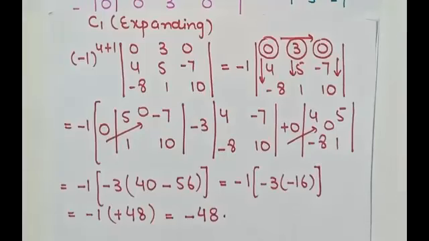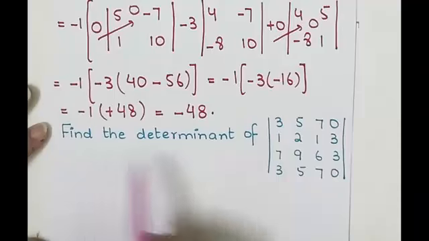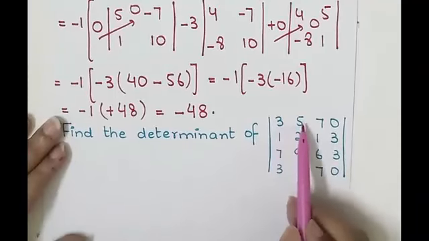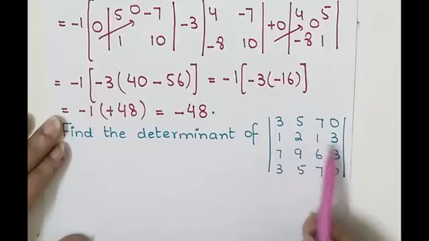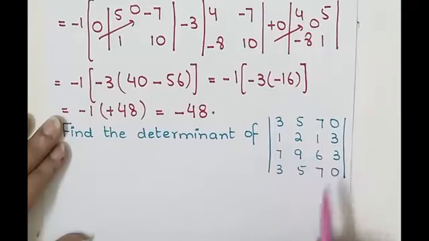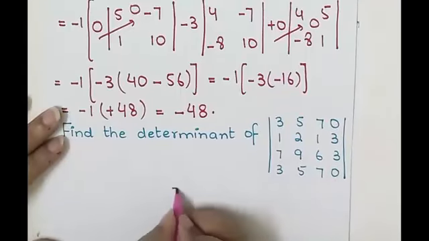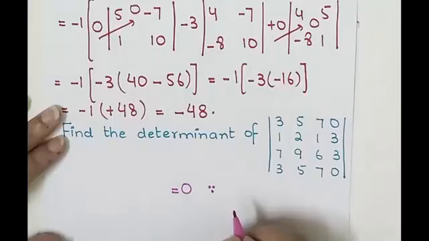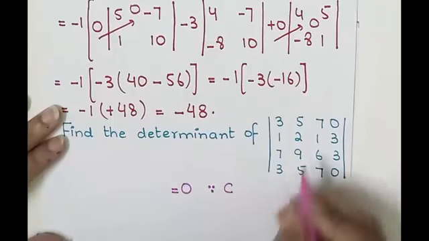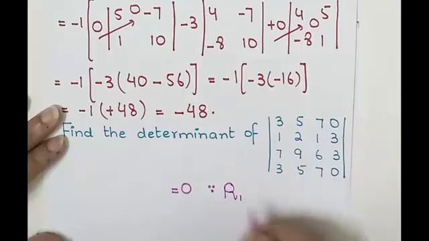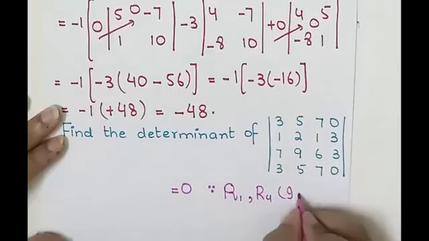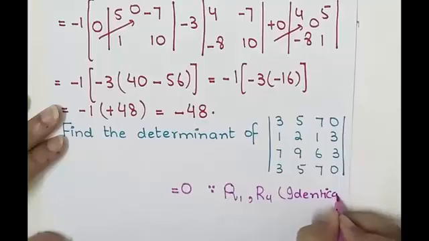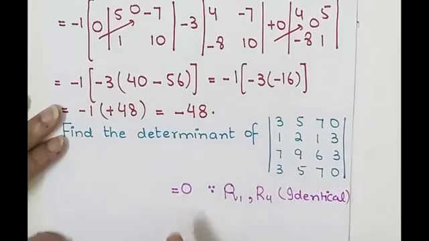Let's take another example. The next example is: find the determinant of 3, 5, 7, 0, 1, 2, 1, 3, 7, 9, 6, 3, 3, 5, 7, 0. This determinant is simply equal to 0. Why? Using the property, since we have this row R1 and this row R4 identical. When two rows or columns are identical, their determinant is equal to 0.